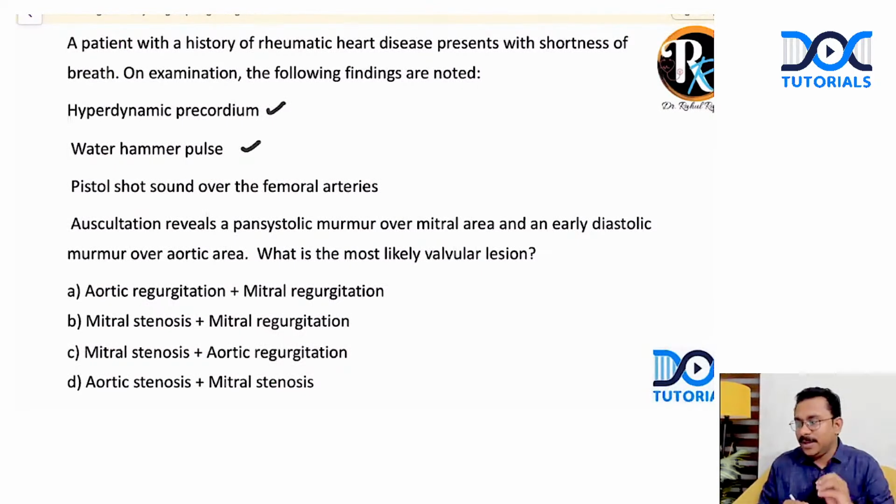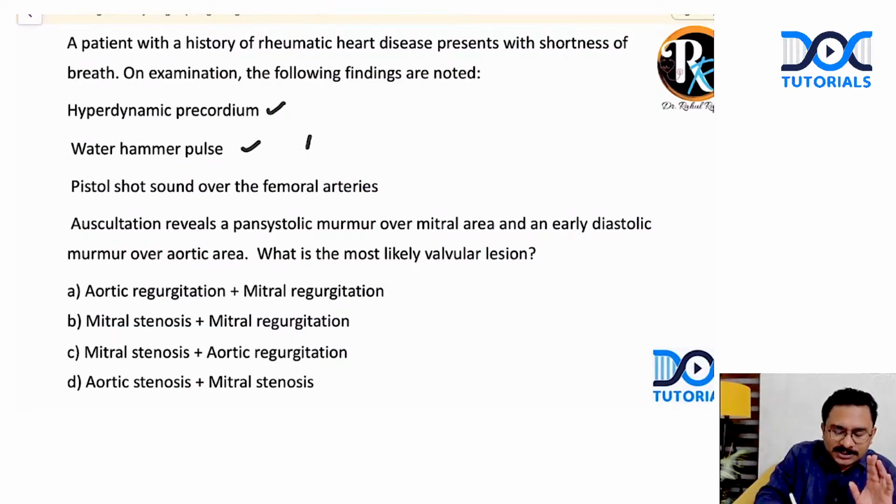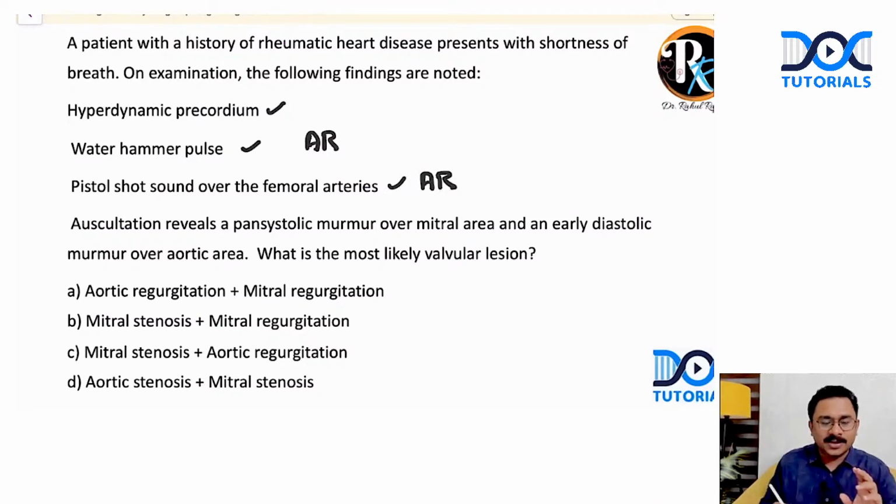Can anybody tell me in which condition do you get water hammer pulse, also known as Corrigan pulse? You know it is seen in aortic regurgitation. Then pistol shot sound over the femoral arteries, again seen in case of aortic regurgitation. Auscultation shows a pansystolic murmur over mitral area.